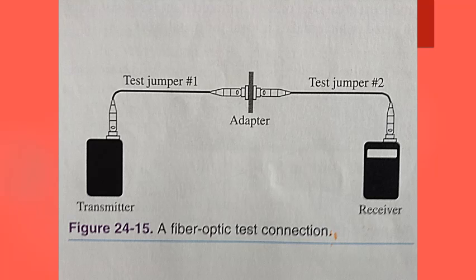A rather unique piece of test equipment used in fiber optics is the optical time domain reflector, OTDR. The OTDR consists of a laser transmitter and a receiver. Light wave pulses are transmitted into the cable and reflected back to the OTDR receiver. A detailed analysis of the entire cable system can be achieved from one location. The receiver has a screen that looks much like the screen of an oscilloscope.